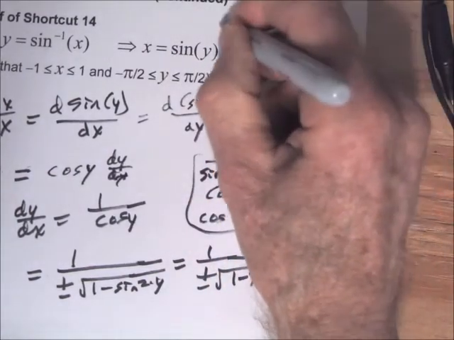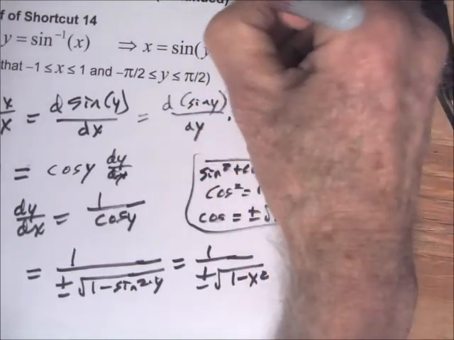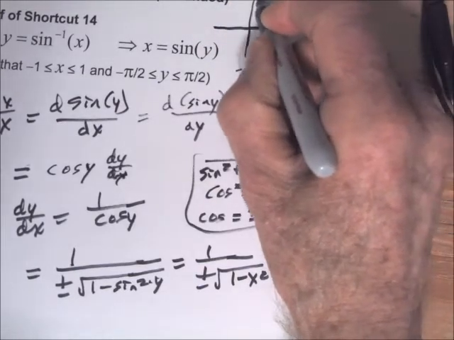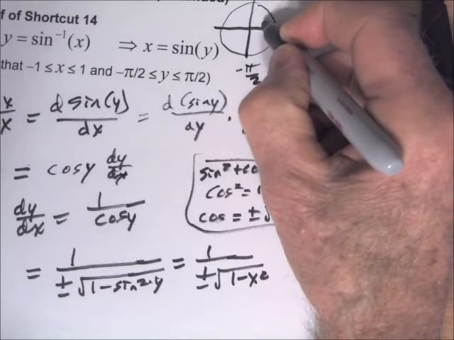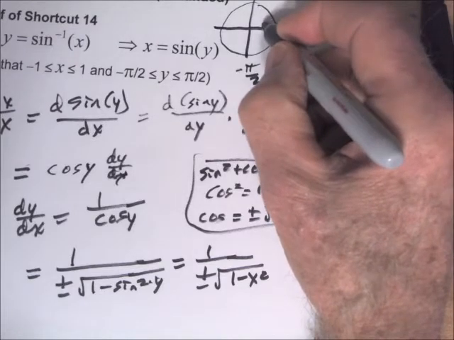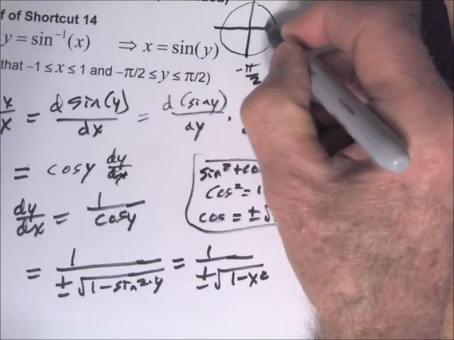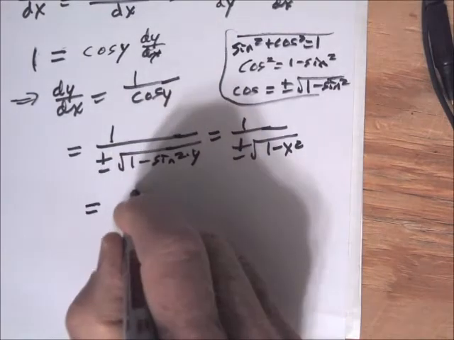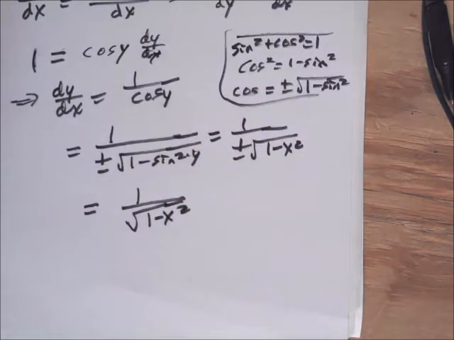So remember that. So here's minus pi over 2, and here's pi over 2. So that's in the first and fourth quadrants, and the cosine is the x coordinate on the unit circle, which in the first and fourth quadrants is going to be positive. So this cosine of y has to be positive. So we want the positive square root. So this is going to be 1 over square root of 1 minus x squared. We want the positive square root there.